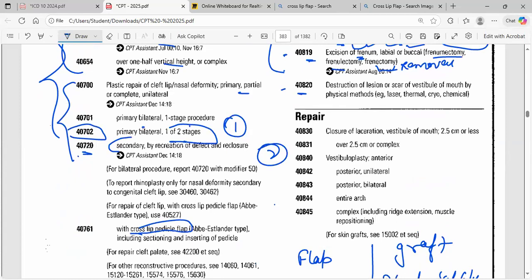Then we have destruction of lesion. If there is any scar or adhesions in the vestibule of mouth, and we are going to destroy those with any energy such as thermal, laser, cryo, cryo means ice energy, cold energy, or chemical energy, then we are going to use 40820. These codes are all for the vestibule of mouth only. The vestibule of mouth is the location between the cheek, lips, and teeth.